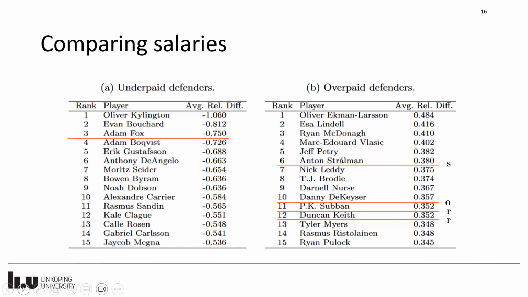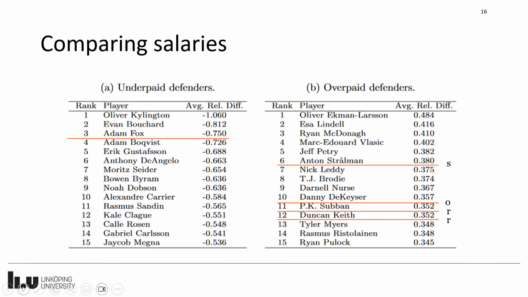For both underpaid and overpaid defenders, the top ones are Swedish: Oliver Kylington and Oliver Ekman-Larsson. Something that was a common characteristic for many of the underpaid defenders, as well as underpaid forwards, was that they were on entry-level contracts. This is the first contract that young players start with in the NHL, and maybe their value is not that well known yet when they start the contract.